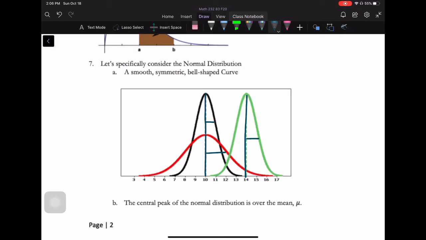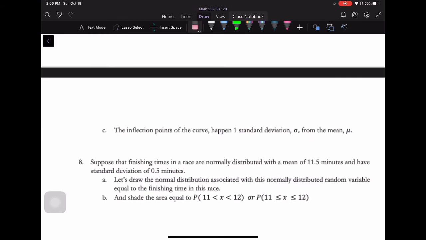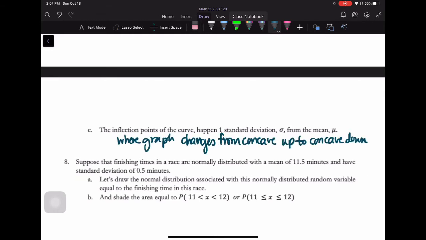Part C says the inflection point of the curves happens at 1 standard deviation from the mean. The inflection point is where the first derivative changes from positive to negative, or the curve changes from concave down to concave up. That's a calculus term, but this is where your graph changes. When you're drawing your graph, you would feel your pencil kind of change when you hit your point of inflection. It's right about there.